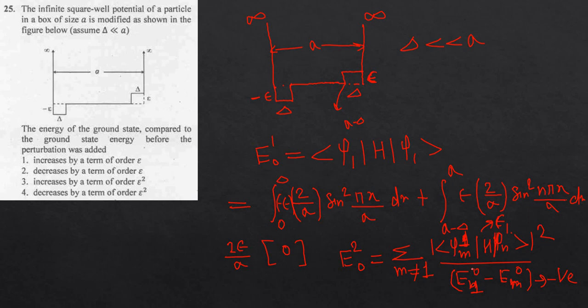पूरा कैलकुलेट करने की जरूरत नहीं है इसमें. From here we can match our answer. So the answer will be, because of the minus sign, it decreases, and here it's epsilon square. So the answer will be: decreases by a term of order epsilon square. So the fourth answer will be correct.